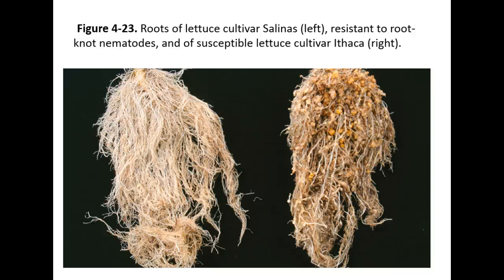Use pathogen-free propagation parts if we're using plant parts to start our crop. We can actually rotate to non-hosts, remove weed hosts, destroy our infected plant debris. All these are listed on page 83. I talked about solarization, steam the soil, fumigate the soil, applying nematicides, and again, plant resistant hosts.